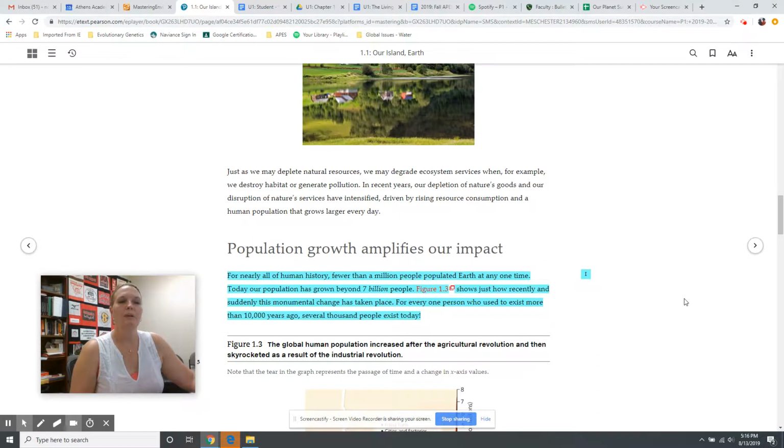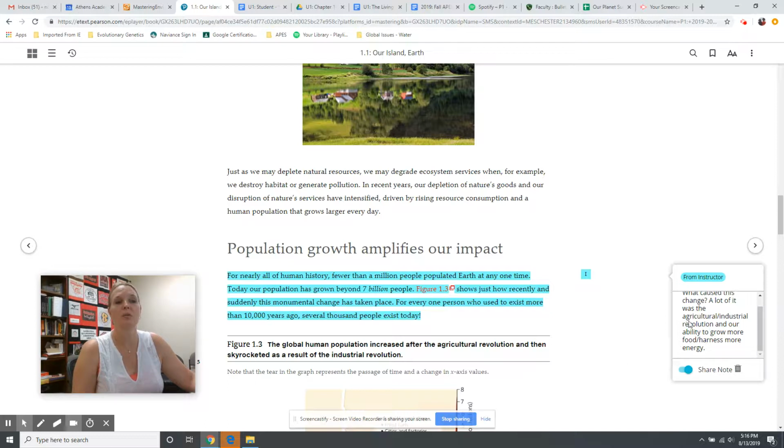So the next big thing that we want to talk about is general population growth over time. There are 2 main things that have really affected population since the 1800s: number 1, the agricultural revolution, and number 2, the industrial revolution. I put a little note here and you can probably see it. What caused a lot of this change? A lot of it was the agricultural and industrial revolutions, our ability to grow more food, which was the agricultural revolution, and harness more energy, which pretty much is the industrial revolution.